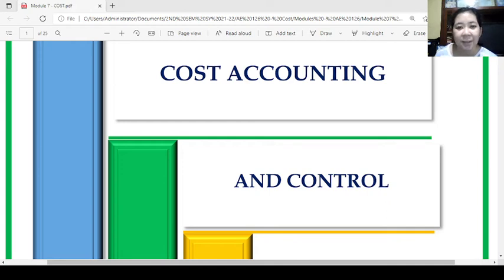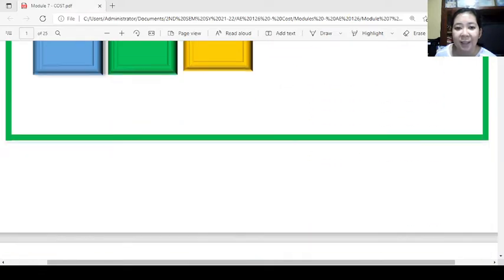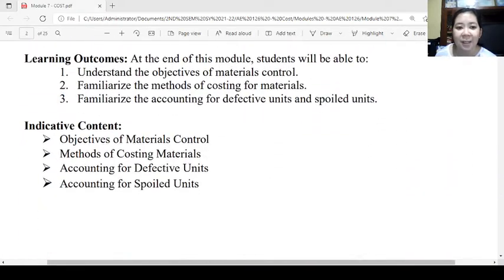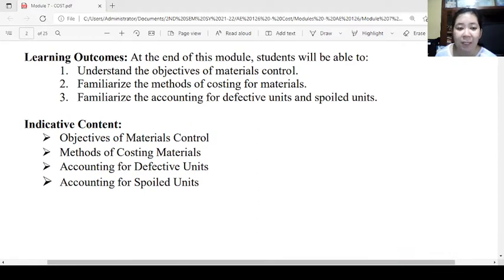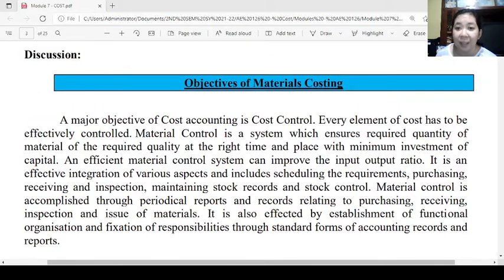Okay, so this next video lecture is about our module number 7. This is entitled Accounting for Materials. We will be discussing the objectives of materials control, methods of costing materials, and accounting for defective and spoiled units. To start with, let us discuss the objectives of materials costing.